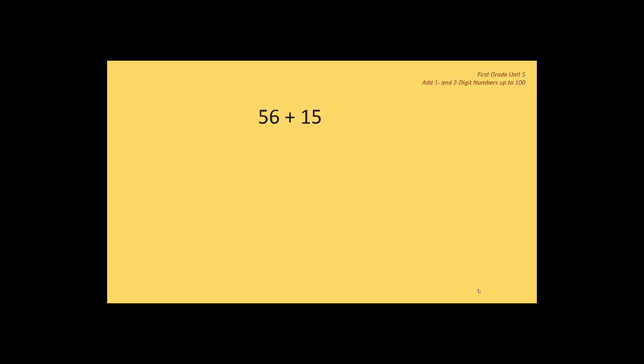Solving 56 plus 15 using place value understanding, a student might think this way. 5 tens and 1 ten is 6 tens, or 60. Then 6 ones and 5 ones is 11, which is 10 and 1 more. 6 tens and 1 ten is 7 tens, or 70, plus 1 more equals 71.